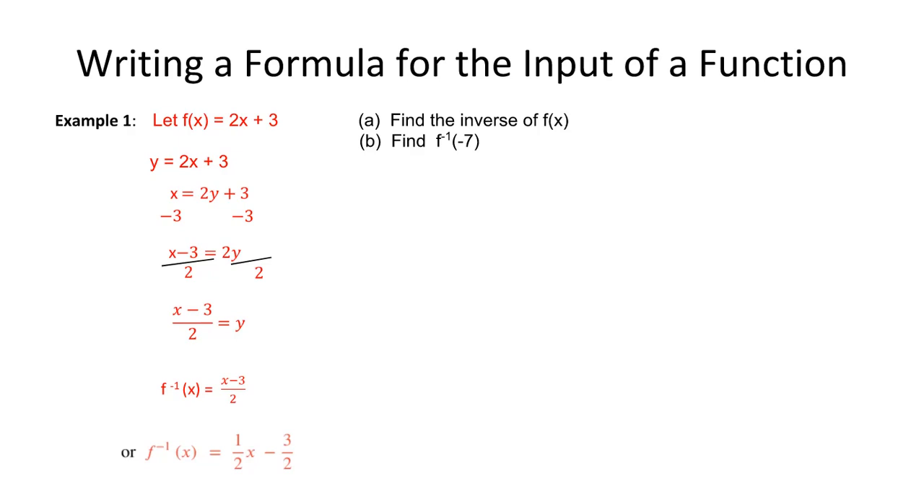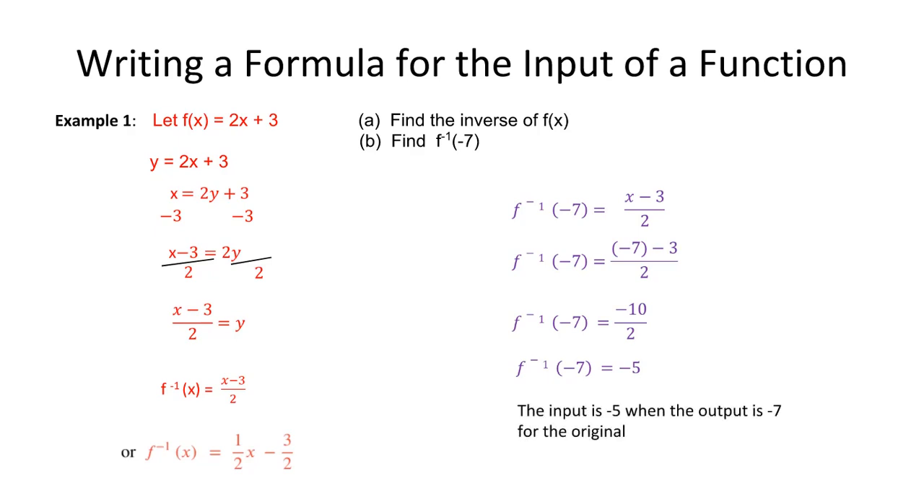All right, let's look at part B. In part B, they want us to use -7 as an input, but we're putting it into the inverse function. So we're going to replace the x with a -7, and then all we've got to do is simplify, and we'll get -10 over 2 or -5. So when we put a -7 into the inverse, we get a -5 out. Keep in mind what that means is that for the original, if we put a -5 in, we would have gotten a -7 out.